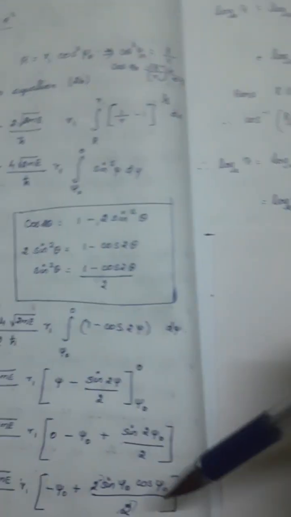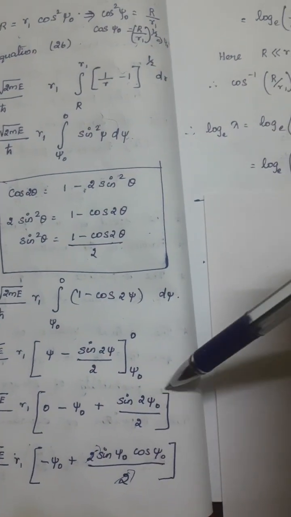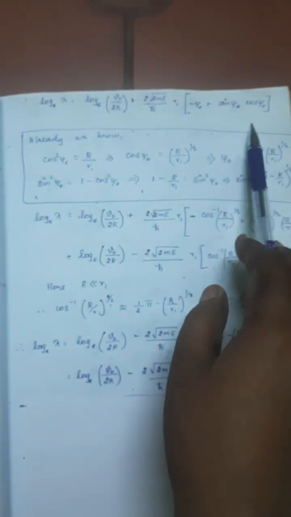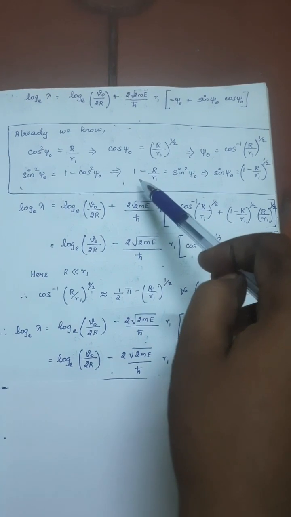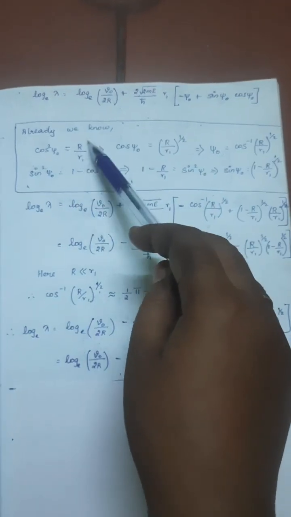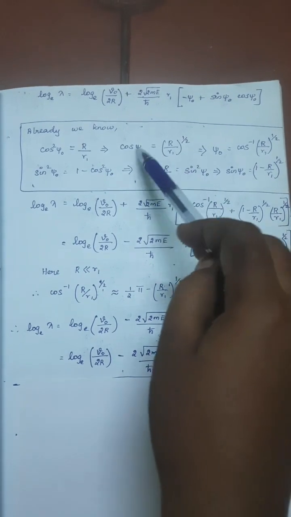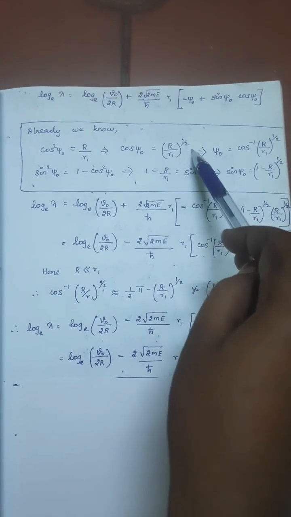We know that sin 2 theta means 2 sin theta cos theta. So the 2 cancels out, and finally we get the equation like that. Already we know the value of cos squared psi is R divided by R1. So for cos psi naught, we take the square root on both sides.